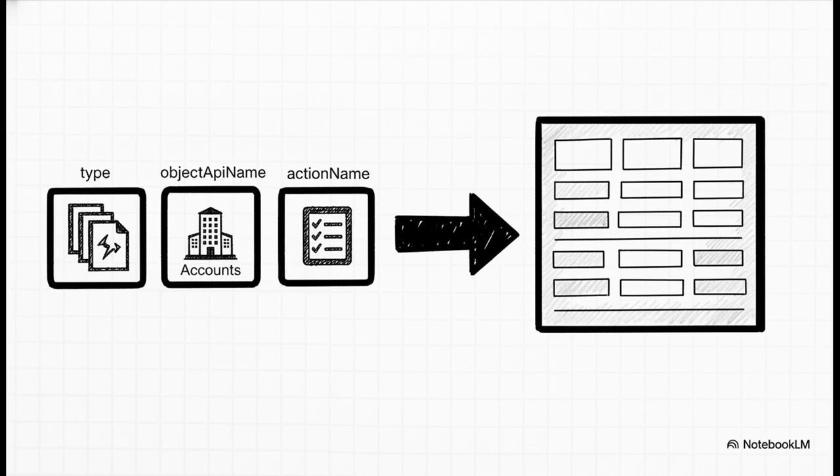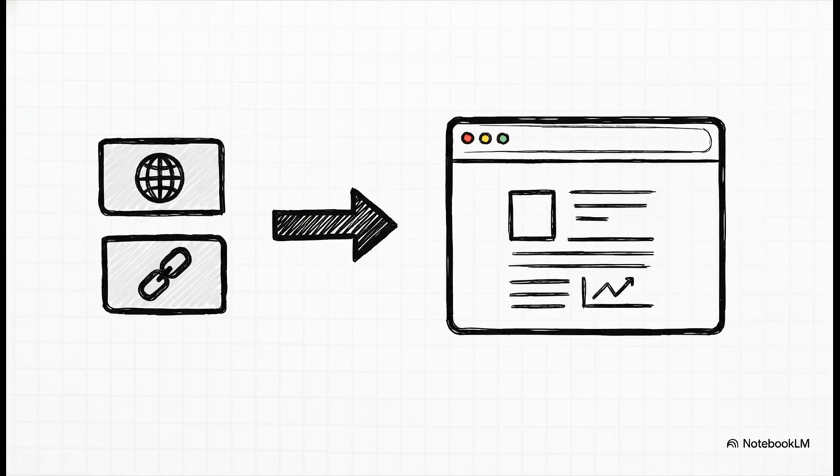But what if you don't want to go to just one record? What if you want to send them back to a main list view, like the all accounts list? The pattern is pretty much the same. You just change the type to standard__objectPage, tell it the object API name, like Account, and set the action name to list. Your component can now send users to any standard list view. Easy peasy.